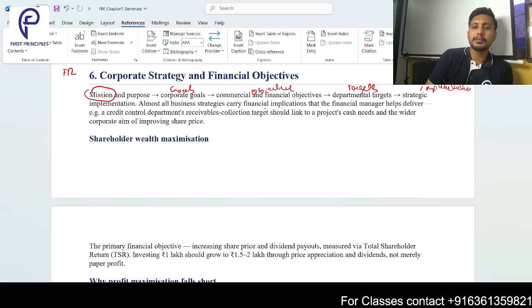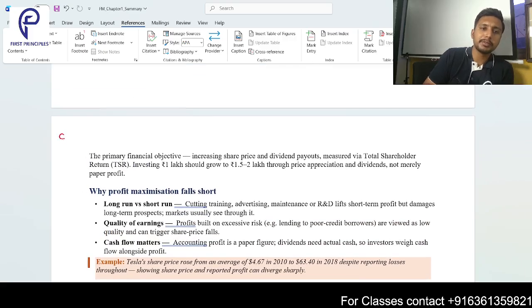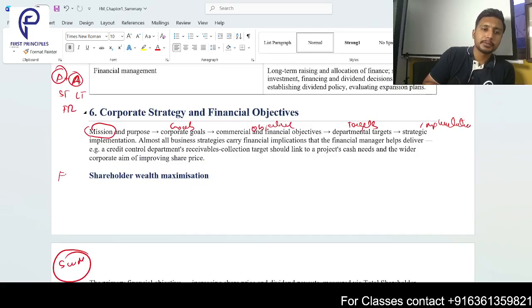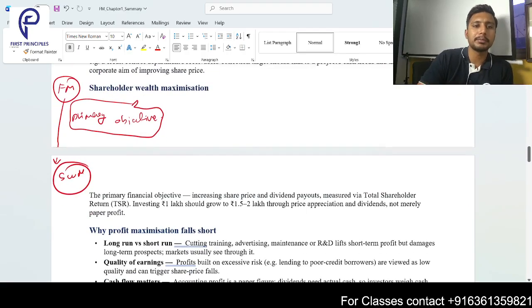Almost all business strategies carry financial implications that the financial manager helps deliver. Shareholder wealth maximization: the primary objective of financial management will always be shareholder wealth maximization. Whenever we talk about financial management, the primary objective will always be shareholder wealth maximization.